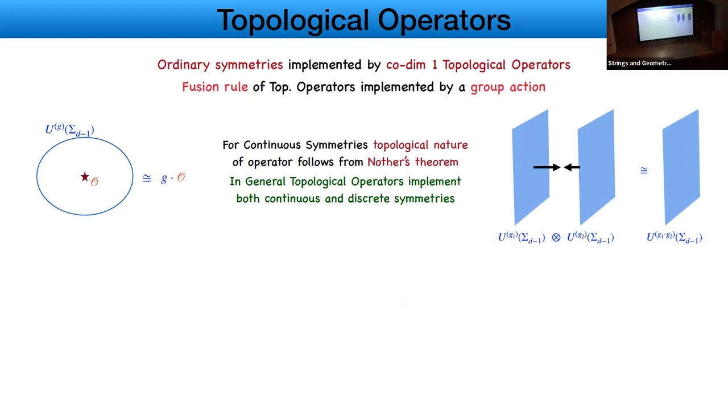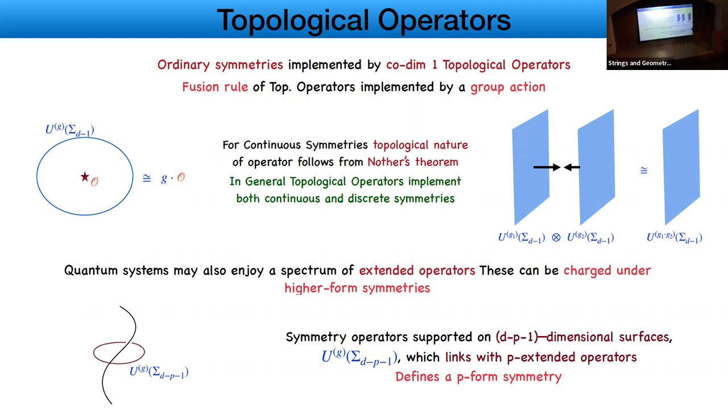Okay. So now, of course, quantum systems can also have a spectrum of extended operators. This is the first level of generalization that we come across. And these can be charged under higher form symmetry. So, for example, you can have Wilson lines and 't Hooft lines, and then you have topological operators that take value on higher codimension surfaces, which would measure the charge associated to such extended operators. And we usually call these p-form symmetries.